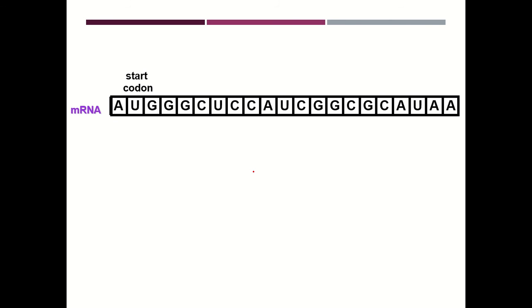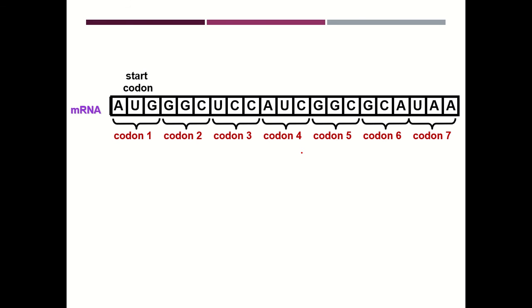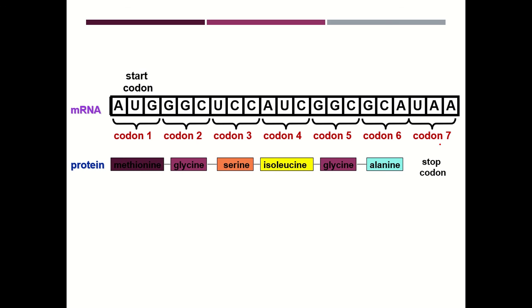Okay, so let's start with the codon. So we have the mRNA. Here we have codon 1, 2, 3, 4, 5, 6, 7. So that is its protein. We have methionine, glycine, serine, isoleucine, glycine, alanine, and codon 7, the UAA, right? That is the stop codon. So as you can see earlier, AUG is the start codon.